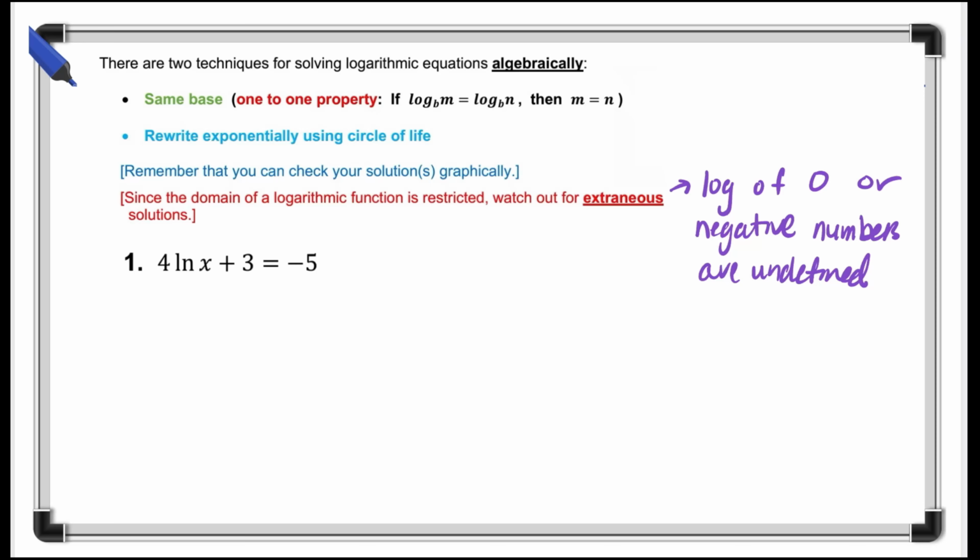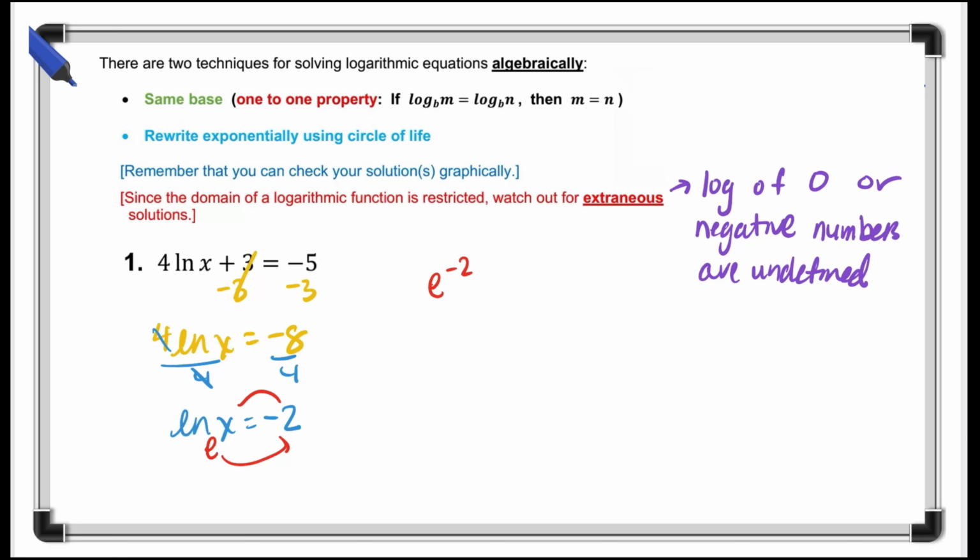So let's look at question number 1, and we are going to subtract 3 first. So you have 4 ln of x is equal to negative 8. You are going to divide both sides by 4. So the ln of x is equal to negative 2. You can rewrite in exponential form. So e to the negative 2 is equal to your argument.